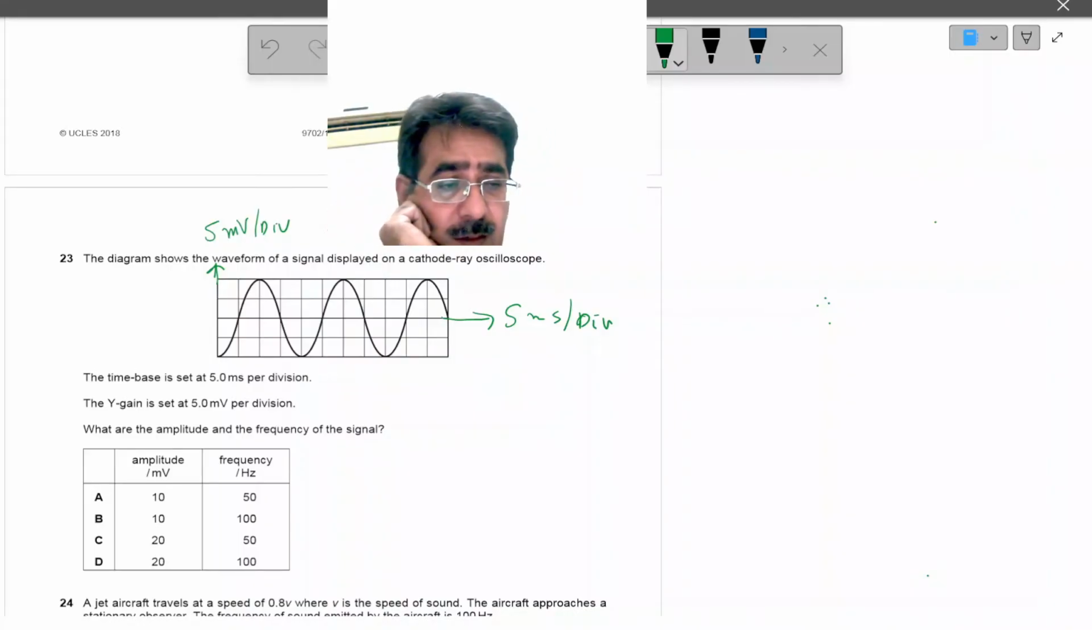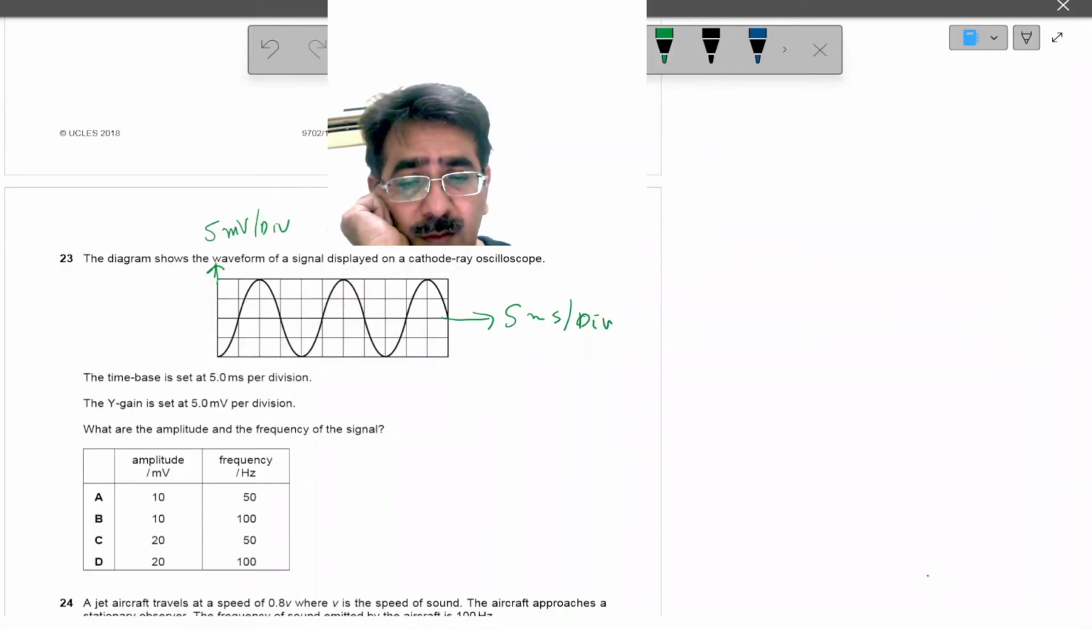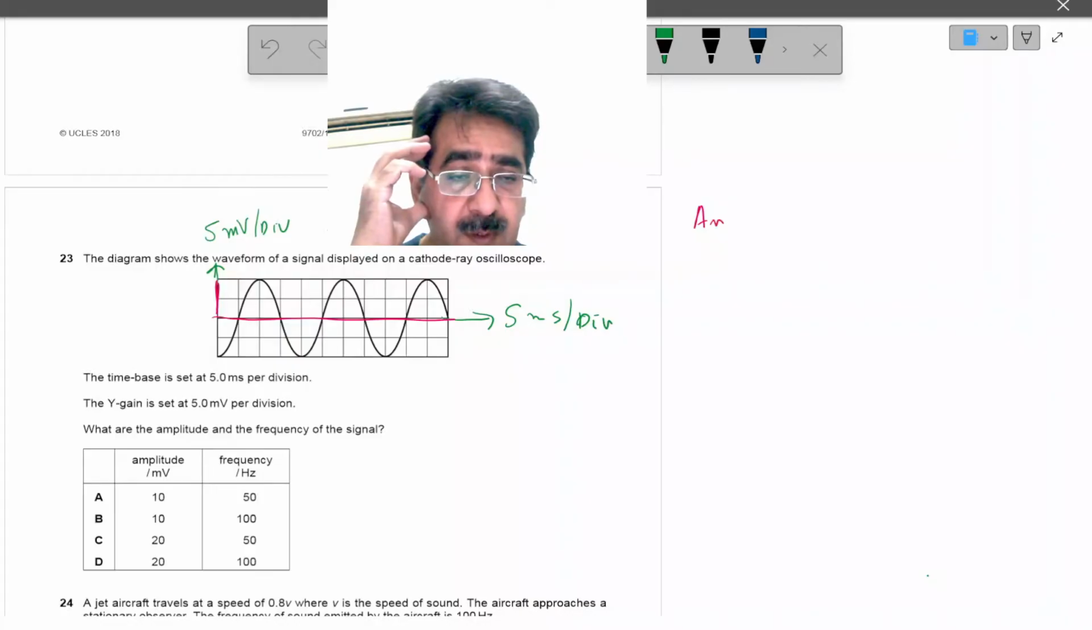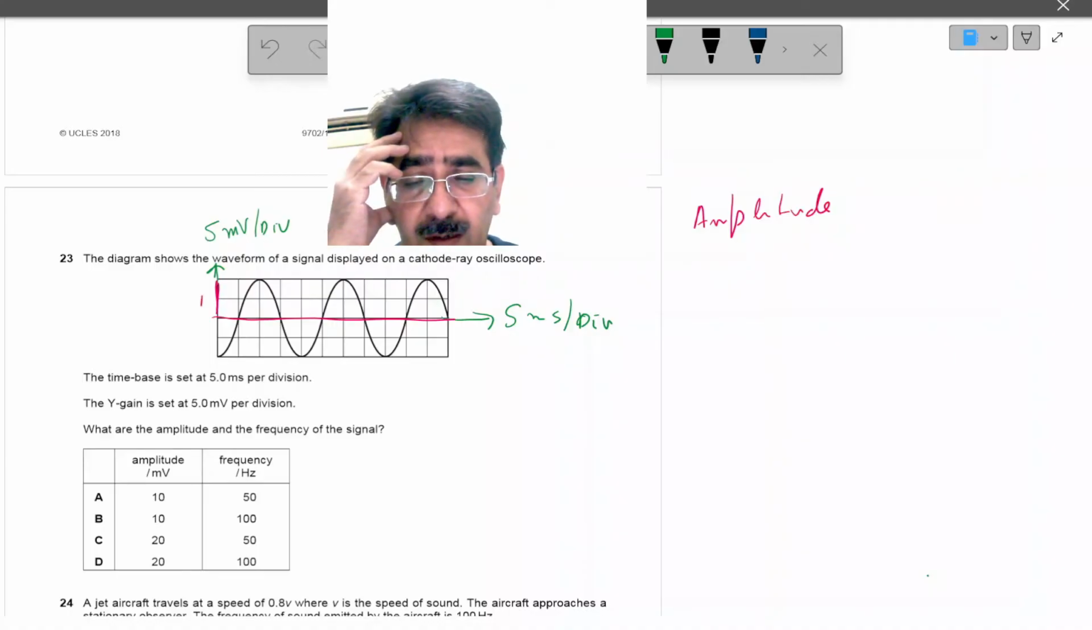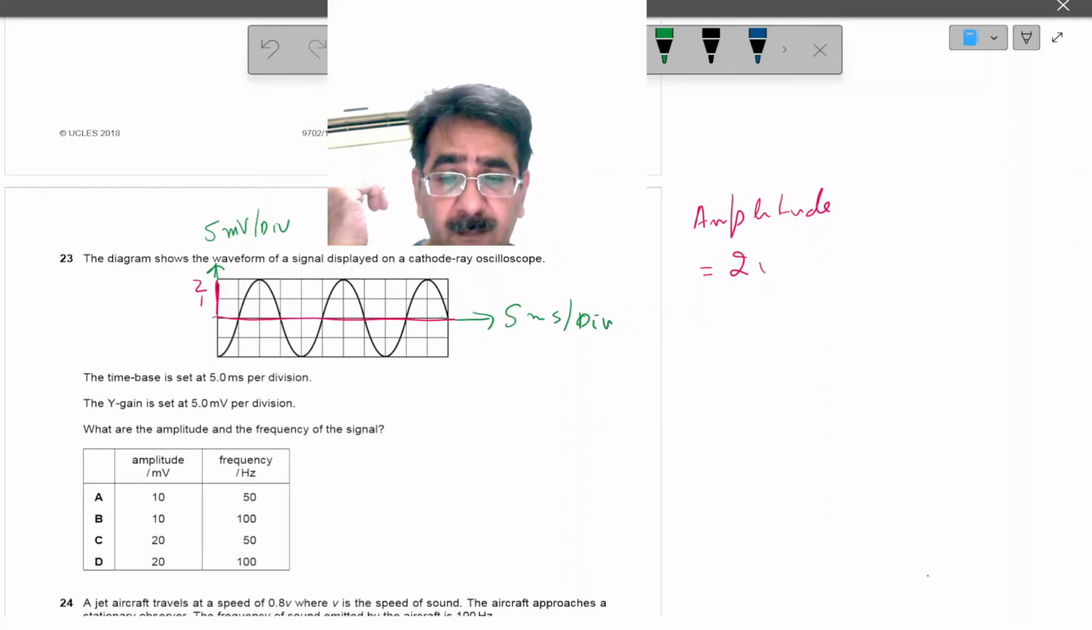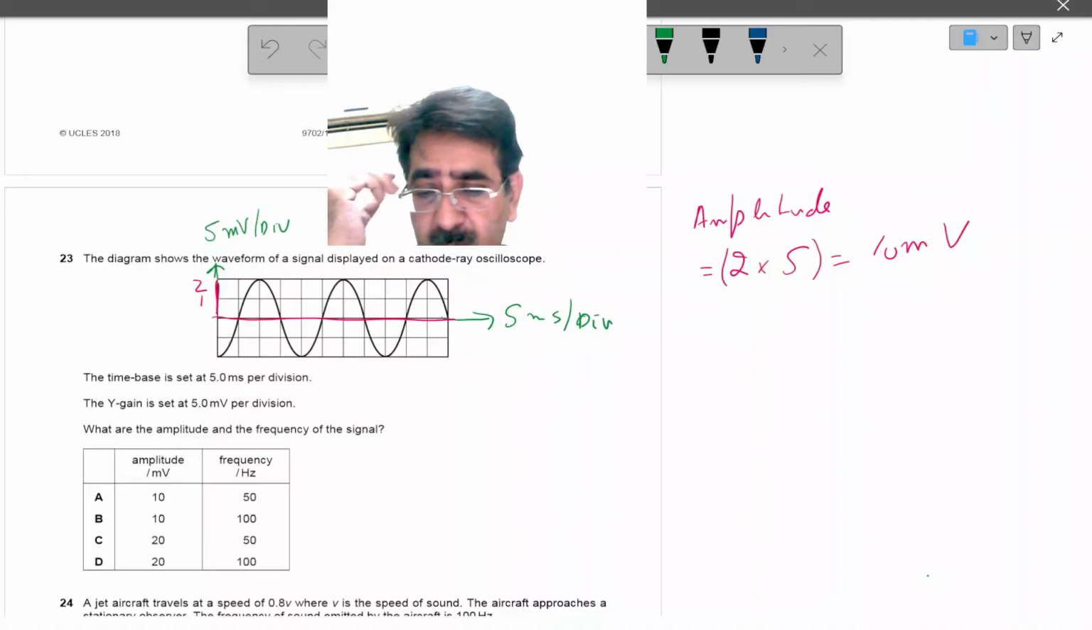So we have to find the amplitude. The amplitude will be 2 divisions, so 2 multiplied by 5, which is along the y-axis, so that will be equal to 10 millivolts. The amplitude will be 10 millivolts, so A and B are possible.